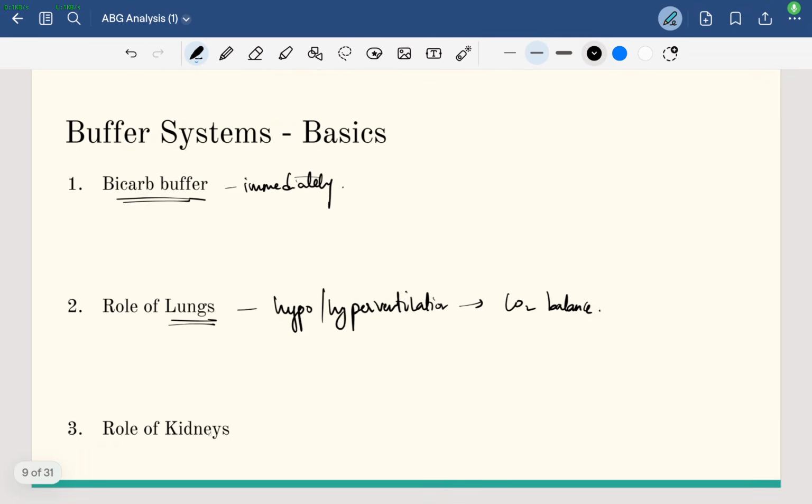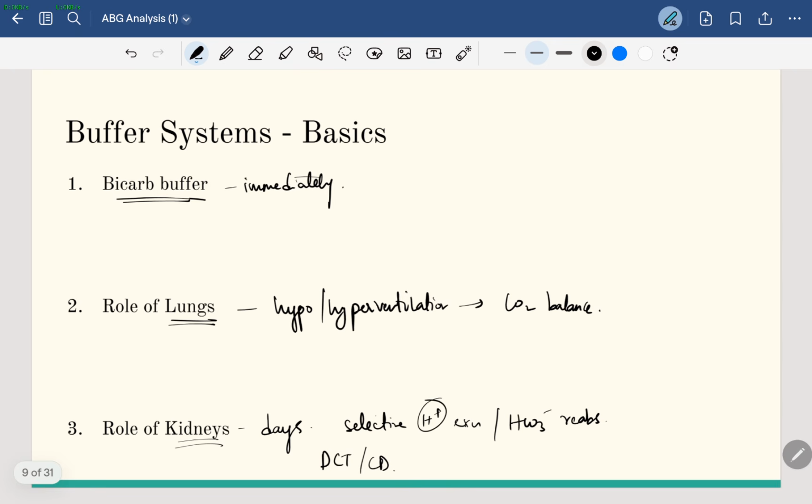The third system in the body is the kidneys, but kidneys take a long time to act. They take several hours to days to fully function. And the way they do this is through selective proton excretion or bicarb reabsorption. And this is usually done at the level of the DCT and collecting ducts.